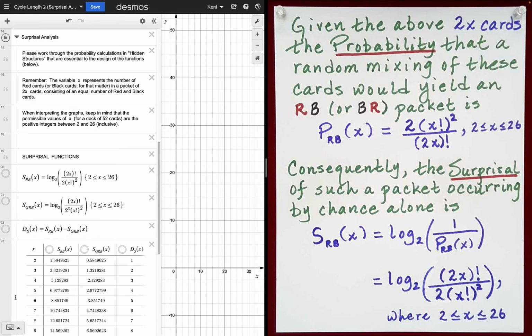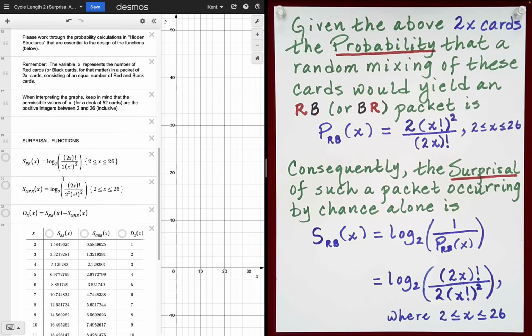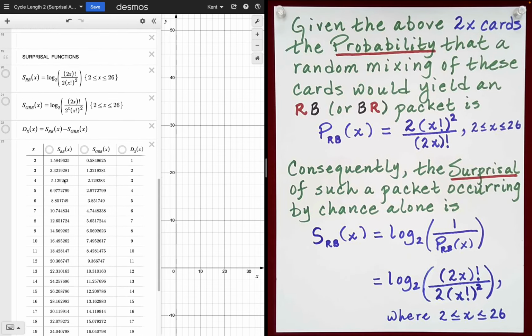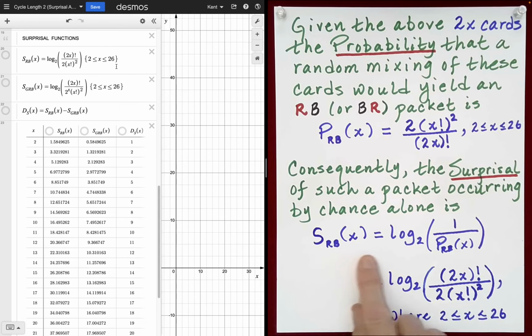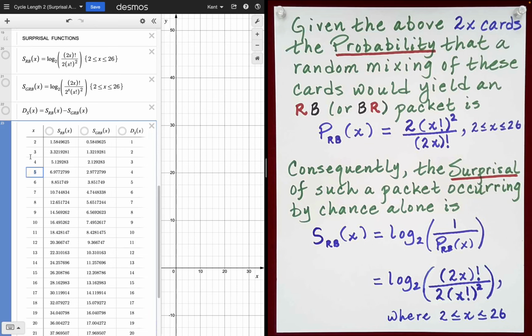So let's go ahead and take a look at our Desmos activity, where these computations are performed for us. So right now we will focus on the top surprisal function, and that's the one that we've just derived here. So once again, the values of x are denoting the number of red cards and separately the number of black cards. So to get the total packet size, we have to double the value of x listed. So where we see a 2 here, we're looking at a packet that has 2 red cards and 2 black cards.